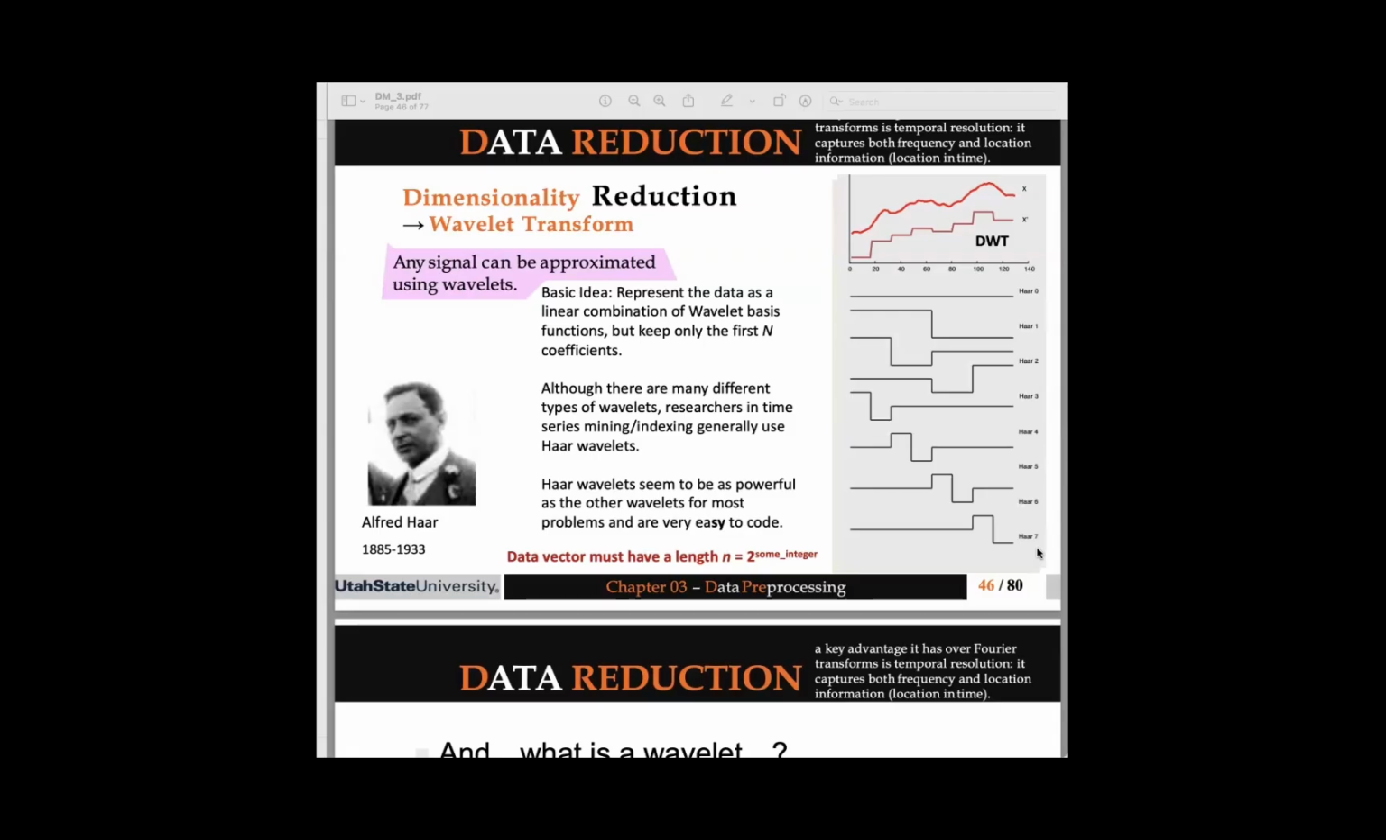The second one is the shift. And the shift controls the location, right? So it slides the wavelet along the signal, and it captures where something is happening in time or space. So that's my second parameter that I keep record of when I am making my wavelet transform approximation here.